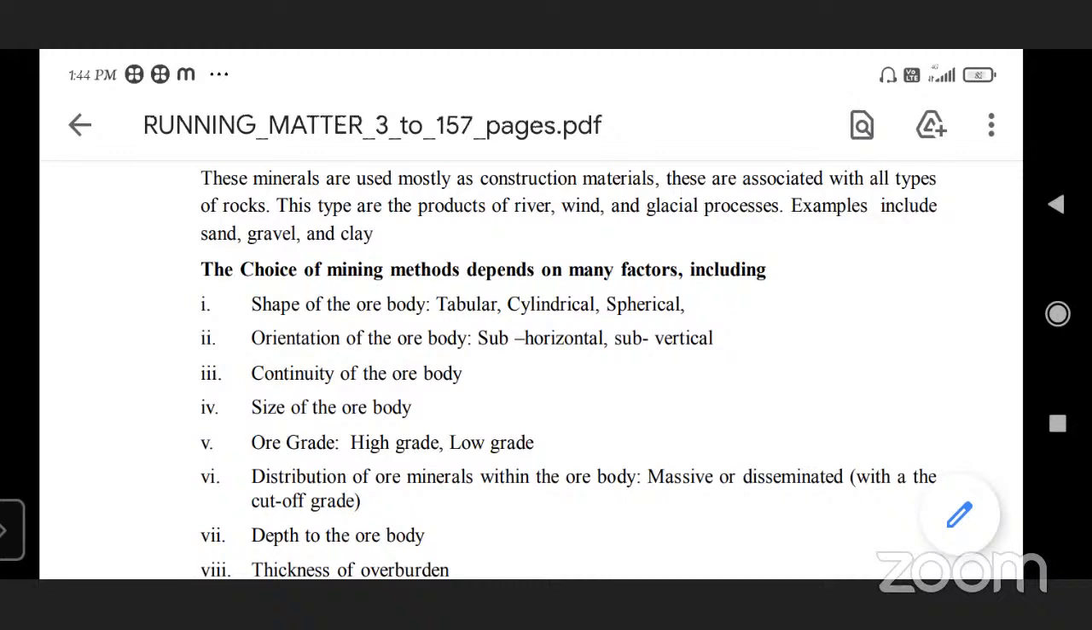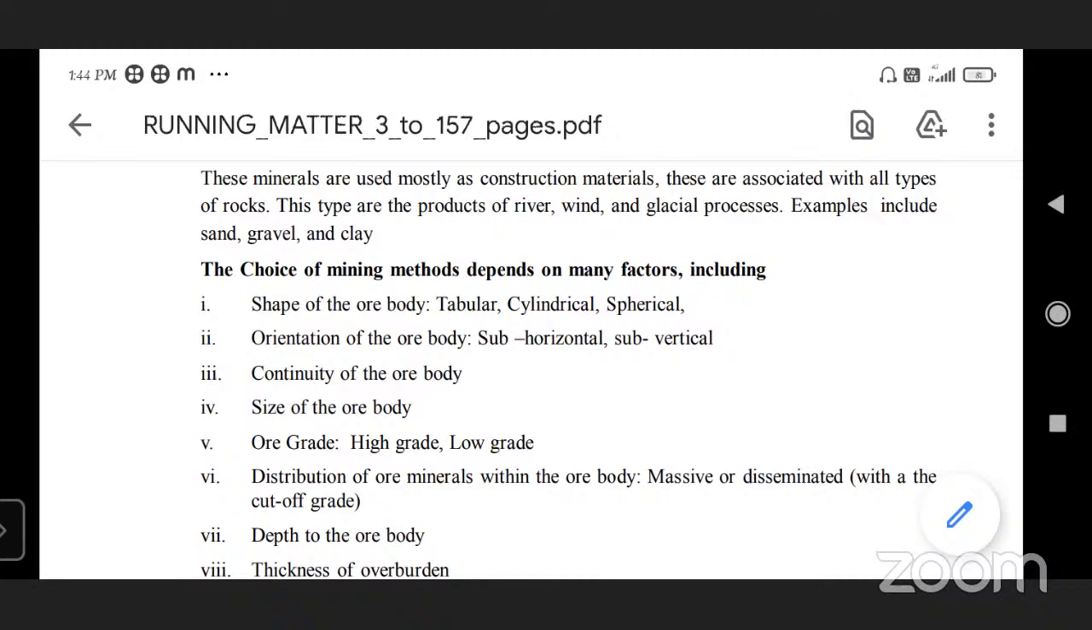Then the orientation of the ore body, which is sub-horizontal or sub-vertical. So the shape of the ore body is tabular, cylindrical, or spherical. The orientation is sub-horizontal or sub-vertical. It's not completely vertical, it's not completely horizontal.